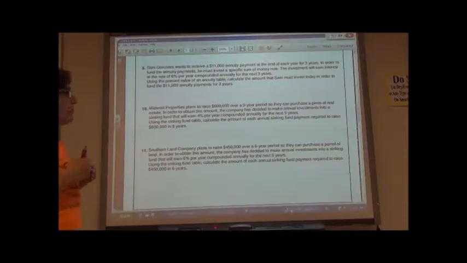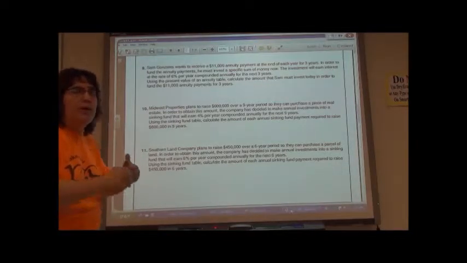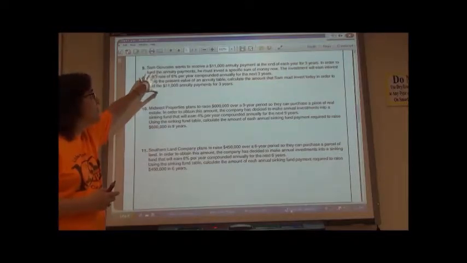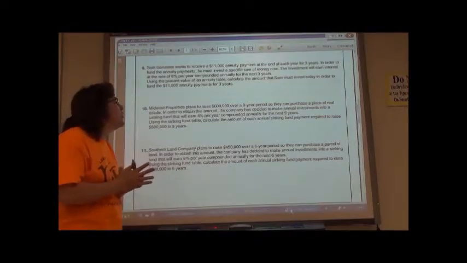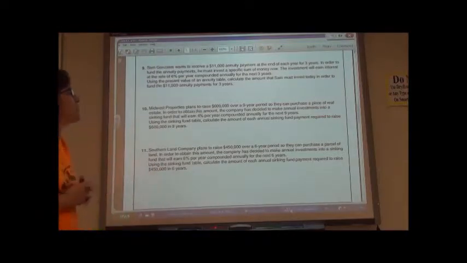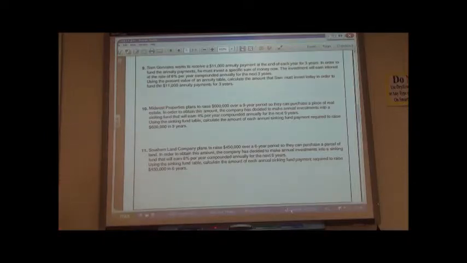For a sinking fund, you keep putting in the same amount every year, as opposed to putting one big lump sum in. The fund will earn 4% per year compounded annually for the next 9 years. Use the sinking fund table to calculate the amount of each sinking fund payment required to raise $600,000 in 9 years.